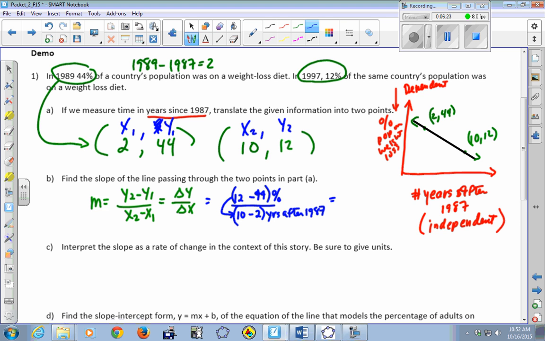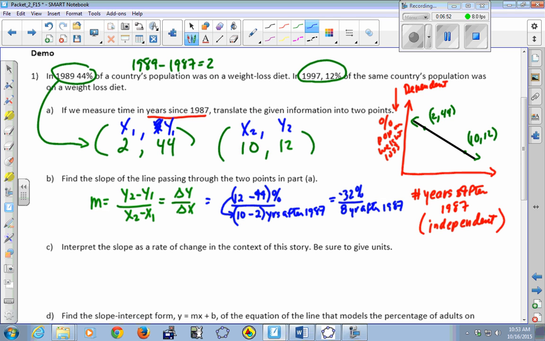So 12 take away 44% is negative 32%, and 10 take away 2 is 8 years after 1987. So you could interpret that slope just as you see it. You could say that 8 years after 1987, there'll be a decline in the percentage of people in this country who are on the weight loss diet by 32%.